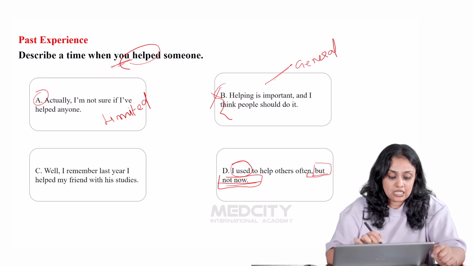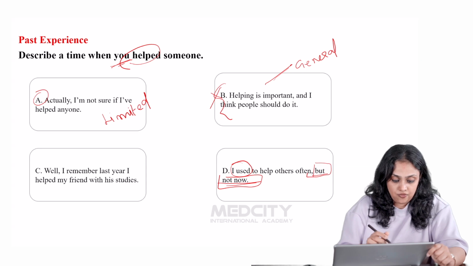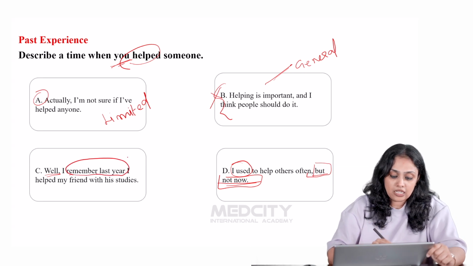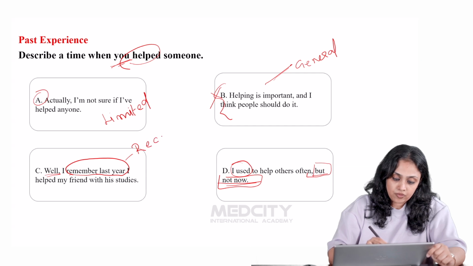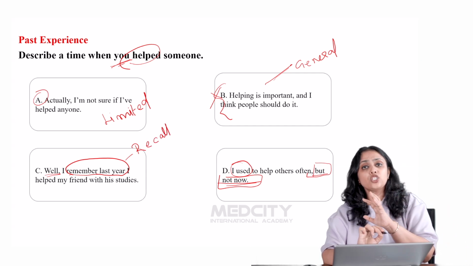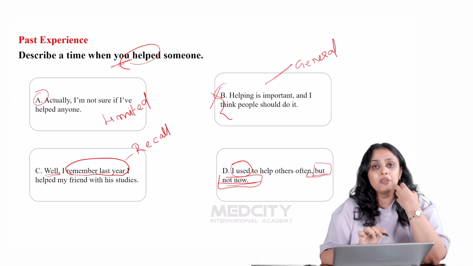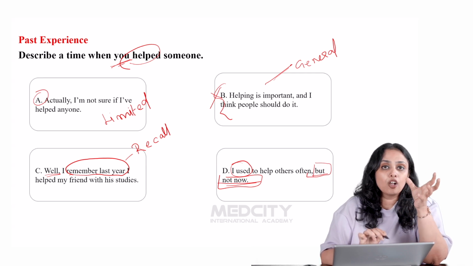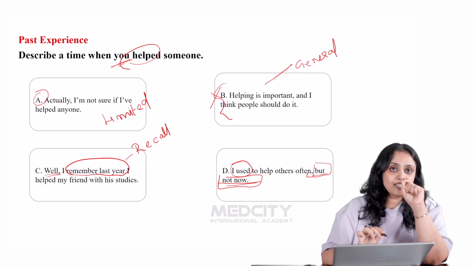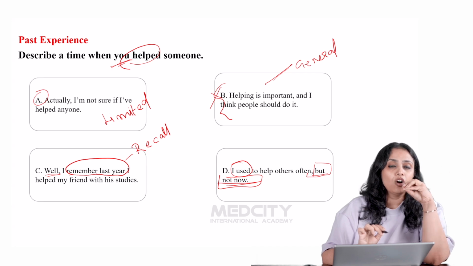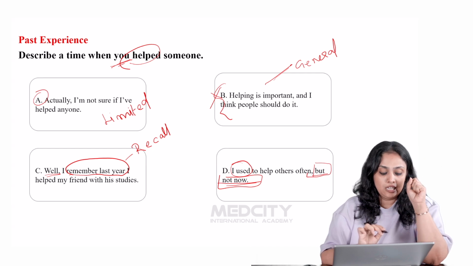Now coming to option C, I would say that option C is the best fit. How does it start? Well, again, a filler. I remember last year, which means that you have made a recall. So when such questions with a reference to the past come in, it's always good to begin with a recall statement, so that you are making it clear to the examiner that you are recalling something from the past.